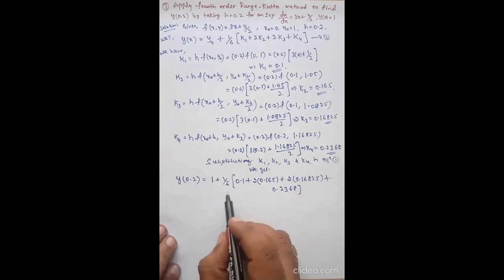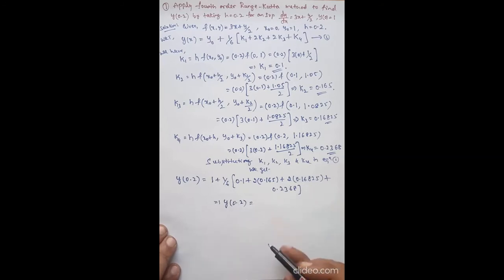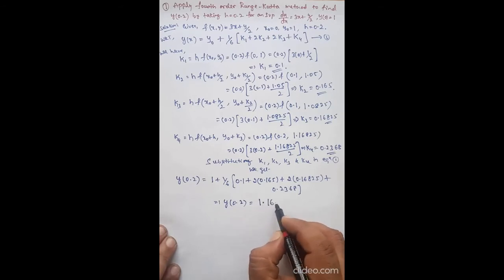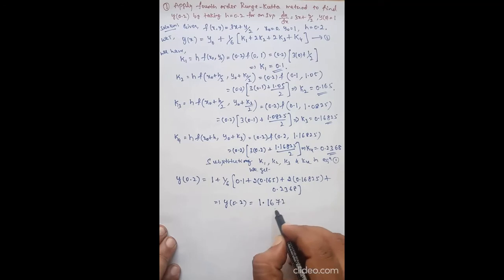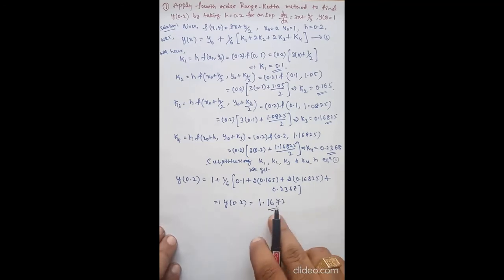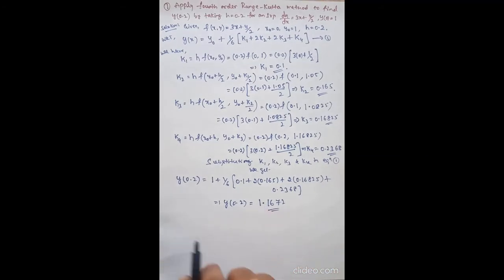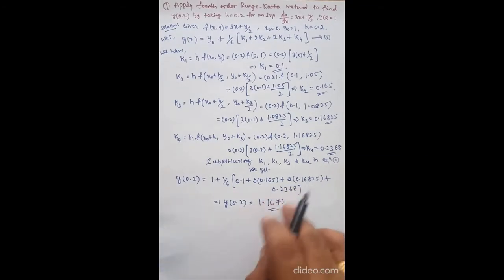So now use your calculator and find out the value of this. We get y of 0.2 and this gives 1.167. So this is the value of y at x is equal to 0.2. So this is the required answer here, and this is how we can solve a problem by using Runge-Kutta fourth order method.